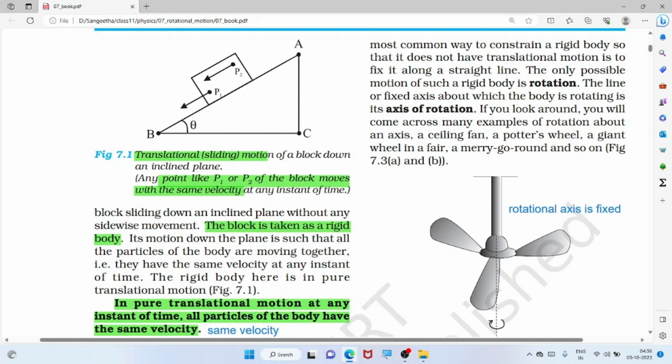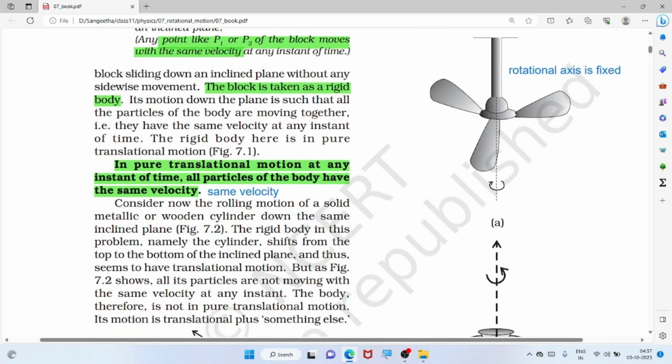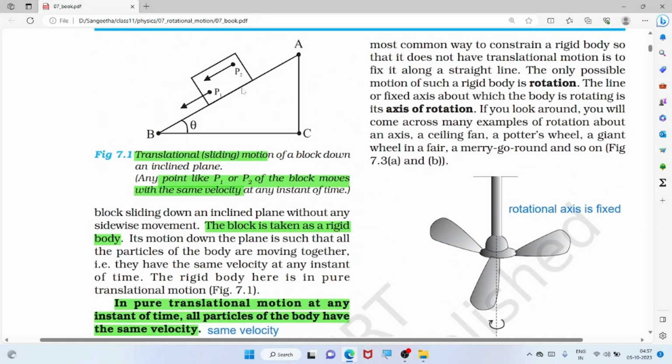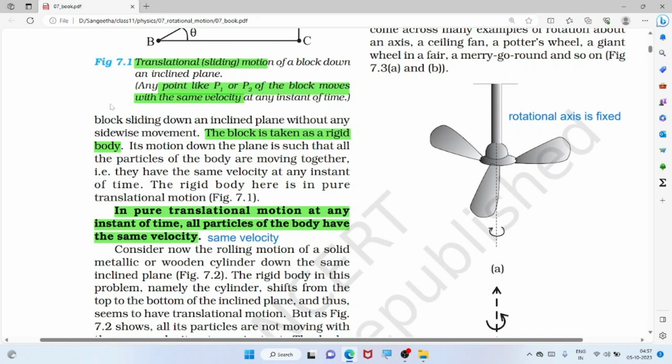If all points have the same velocity. In this block, all the points move with the same velocity. In a pure translational motion, at any instant of time, all particles of the body have the same velocity. These P1 and others all have the same velocity. That is translational motion.